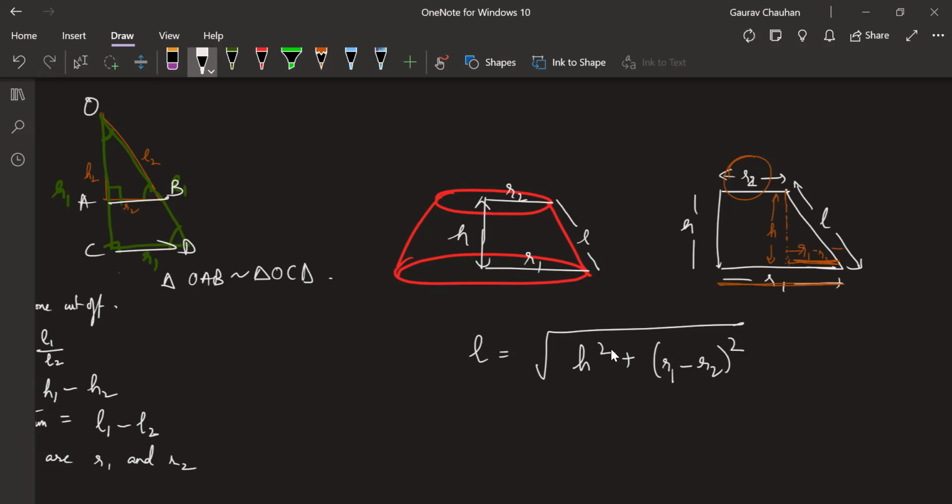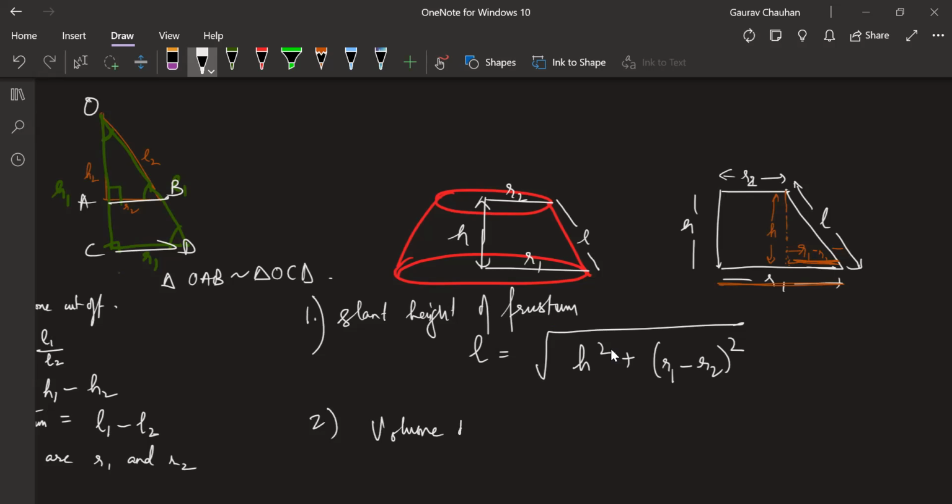Are we good with that? Remember, this is inside the bracket, so first subtract, then take the square. Using Pythagoras theorem, you get this. Any problem? Now this is the first important formula here, the slant height of the frustum, apart from the things that we have seen so far. Now, second point.